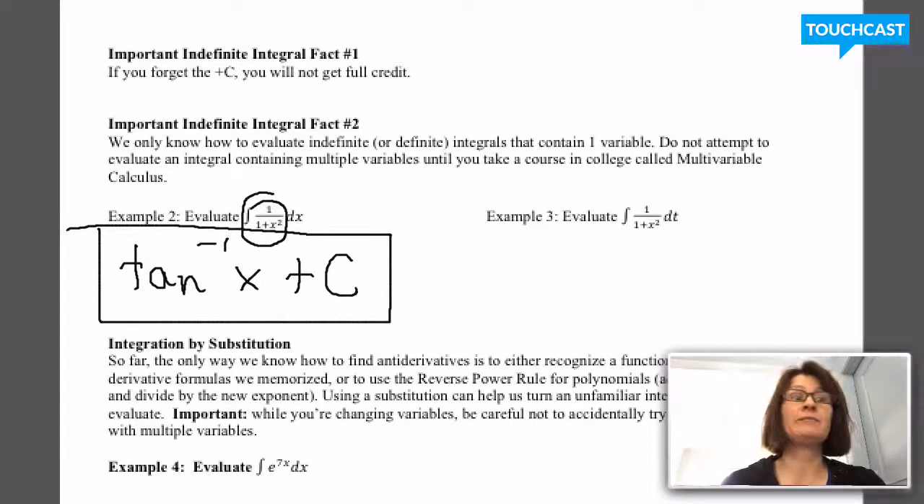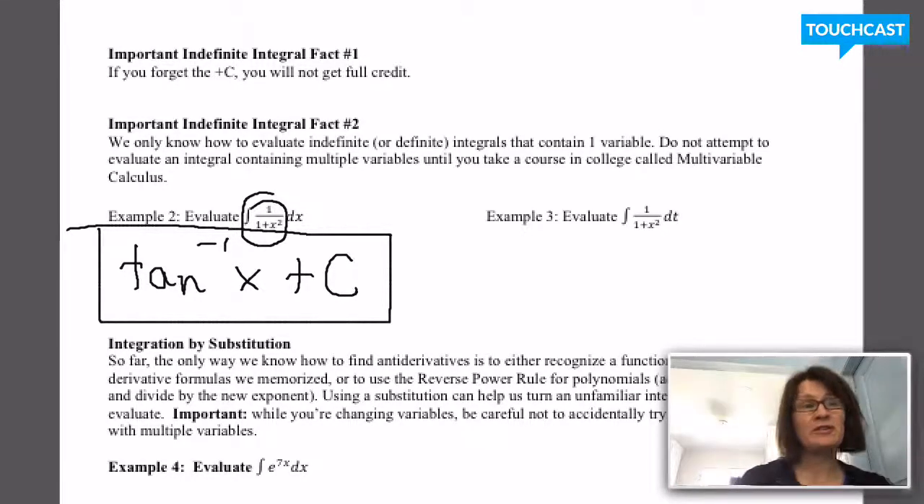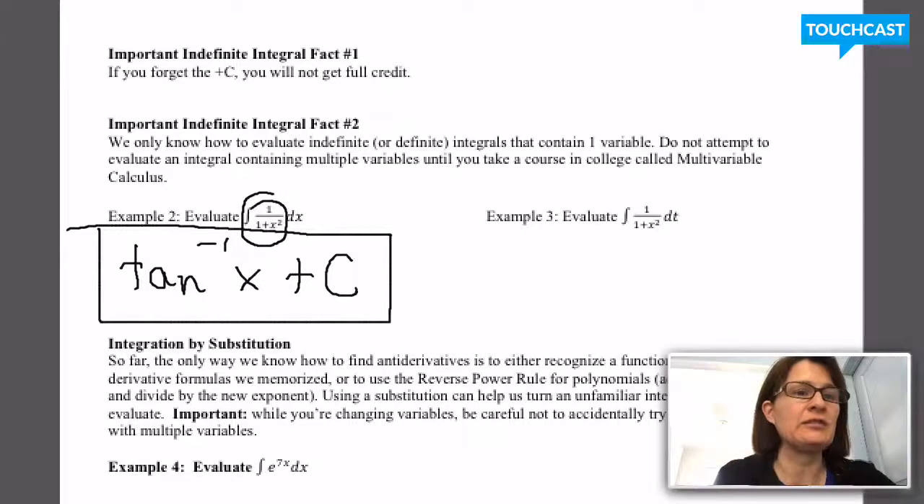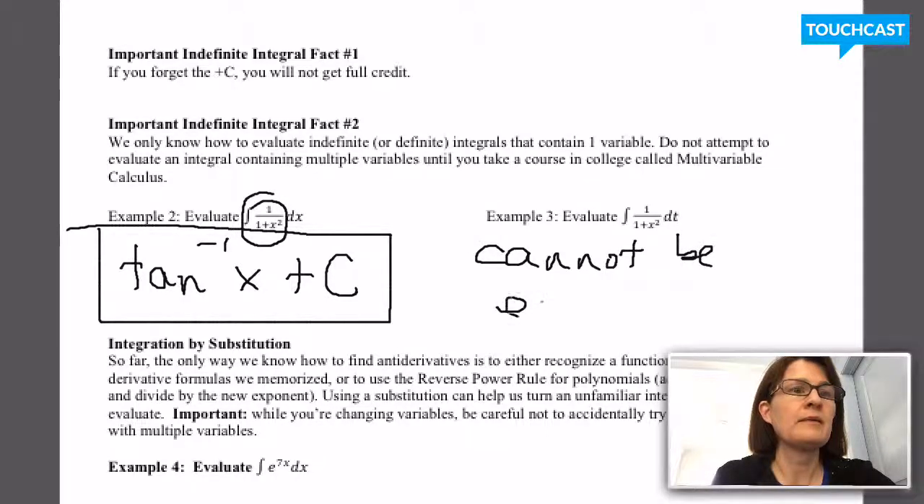Look at example 3. I've been asked to evaluate the indefinite integral of 1 over 1 plus x squared dt. Big difference. That's an integral that contains 2 different variables. x and t are both variables. They do not match. Unless somebody gives us some information that helps us change the t into an x or change the x into a t, we will not be able to evaluate this. So I would say cannot be evaluated.